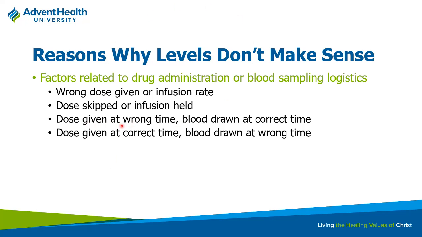Cases where the dose was given at the wrong time, but the blood was drawn at the right time. So maybe the nurse was late or early giving the drug, but the level was drawn appropriately. That could be a reason why the level doesn't make sense. Or the dose was given at the right time, but the blood was drawn at the wrong time. For instance, in that case where I was trying to get a trough level, but the nurse measured it right after the dose, and it looks like an actual peak now. Those are things you want to take into consideration.